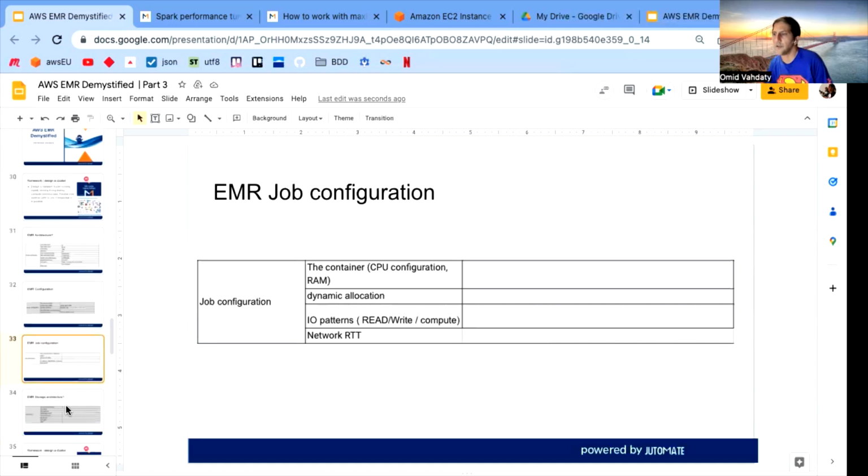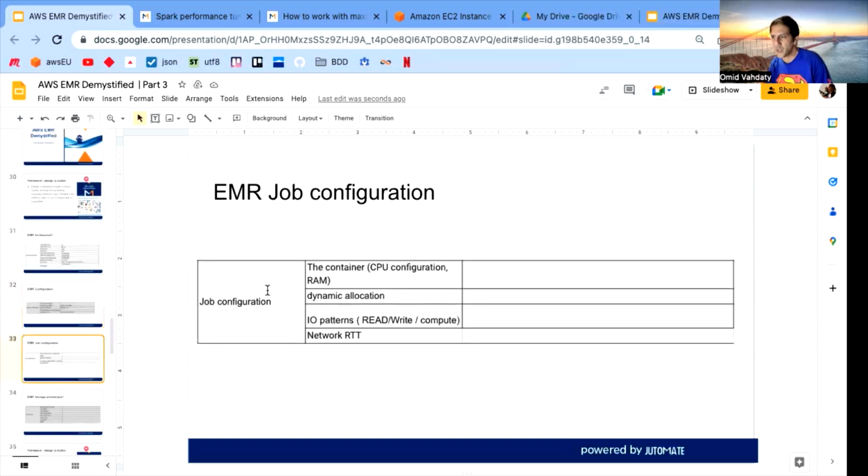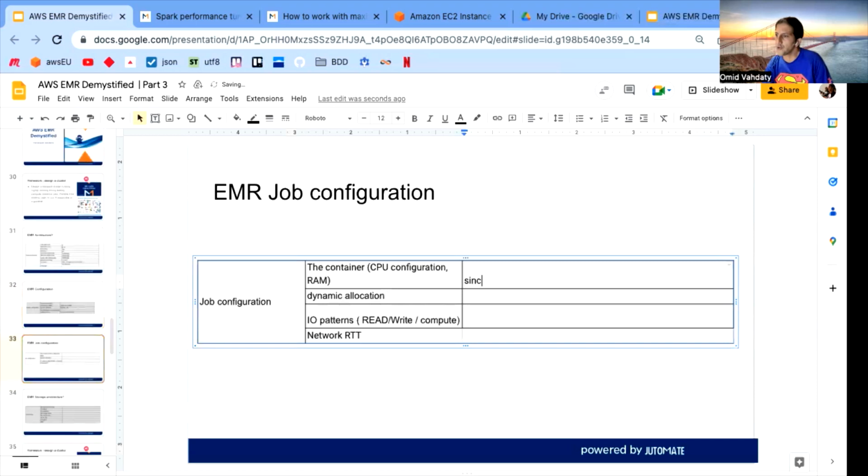Job configuration. So essentially, previously we decided to configure on the cluster the default of 4 CPUs and 7.5 gigabytes, but we can set each job manually should we choose. Since there are 4 jobs, we may want to override the default values.